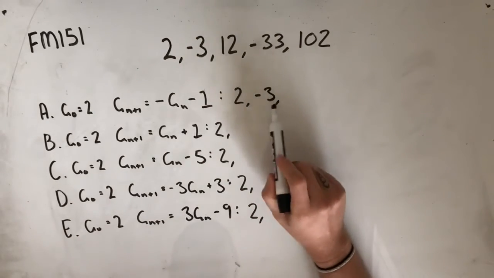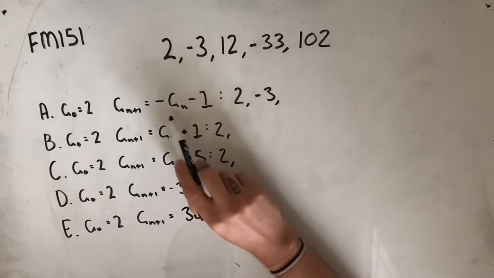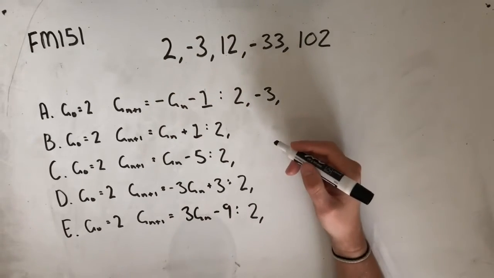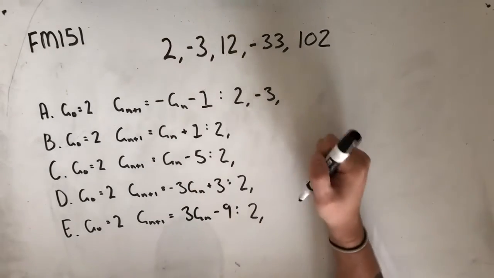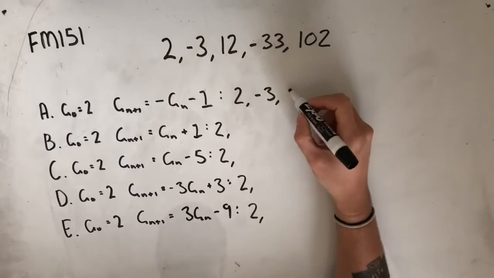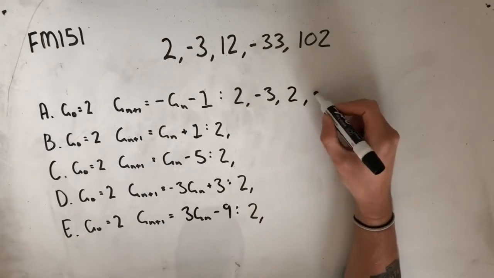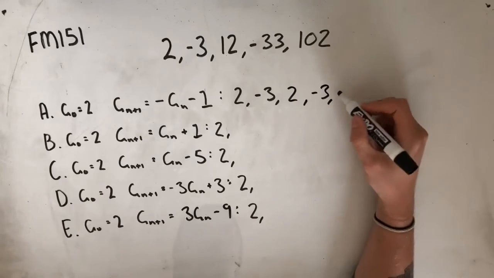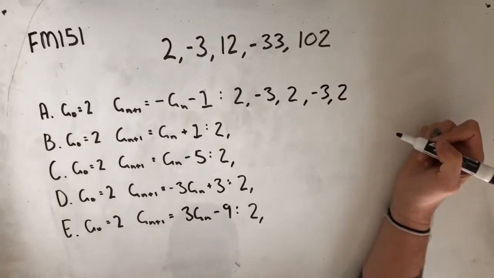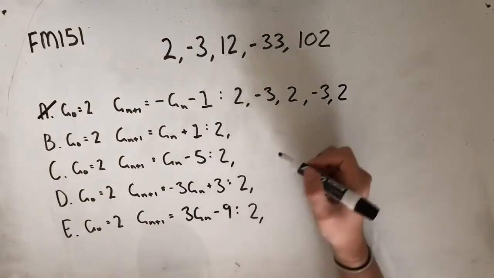However, when we take this next term, -3, the negative of -3 is +3. Or if we apply this negative sign to -3, we'll get +3. Minus 1 takes us back to 2. And then this sequence will continue going between 2 and -3. A is not our answer.